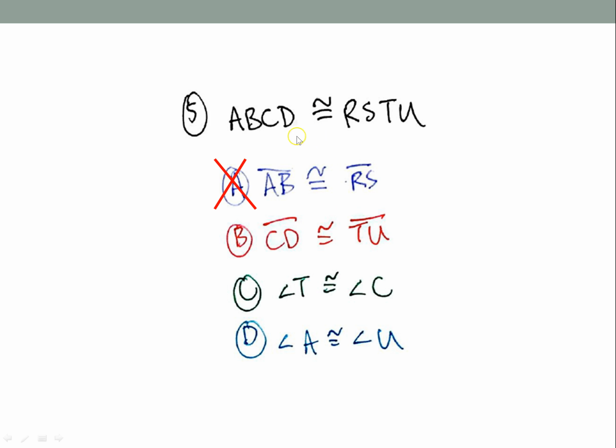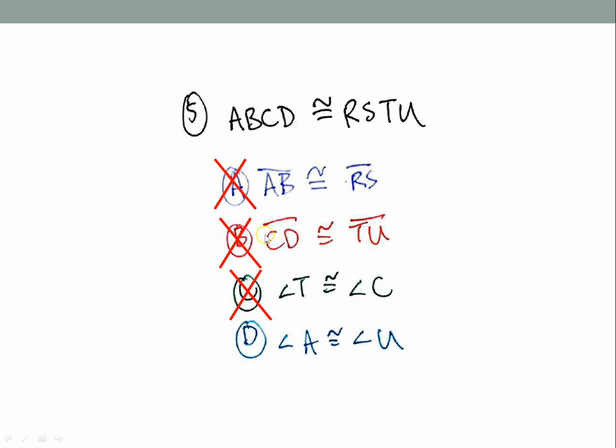That's CD and TU. CD is the third and the fourth letter, and TU is the third and the fourth. So they match up. That is correct. They are definitely congruent. So this cannot be our answer choice. T and C. T is the third letter. C is also the third letter. It doesn't matter that we went from right to left. Their place in the order of the way these parallelograms are named, them both being the third letter, lets us know that is correct. So it cannot be C.